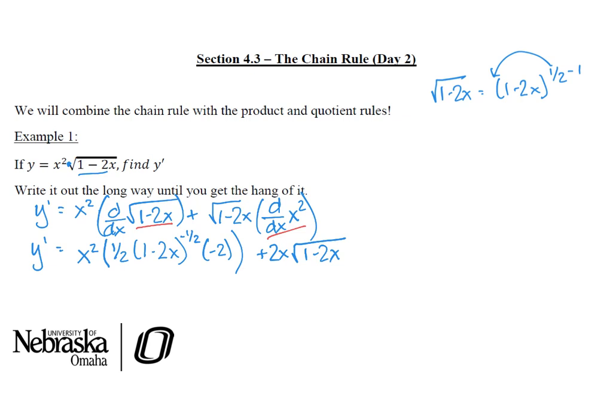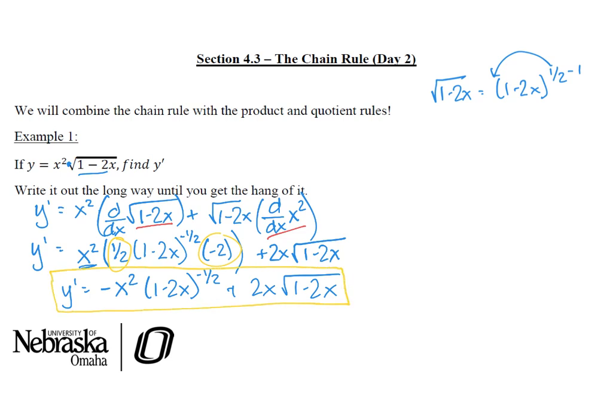So now we just need to simplify as much as possible. So this first term, we have a 1/2 and a negative 2. We can simplify those. So 1/2 times negative 2 would be negative 1. So we'd have a negative x squared, that x squared in front, times 1 minus 2x to the negative 1/2, plus 2x times square root of 1 minus 2x. You really can't simplify any further than that. So that would be our final answer.